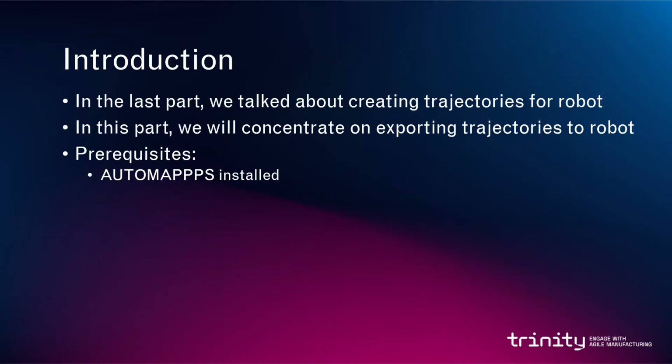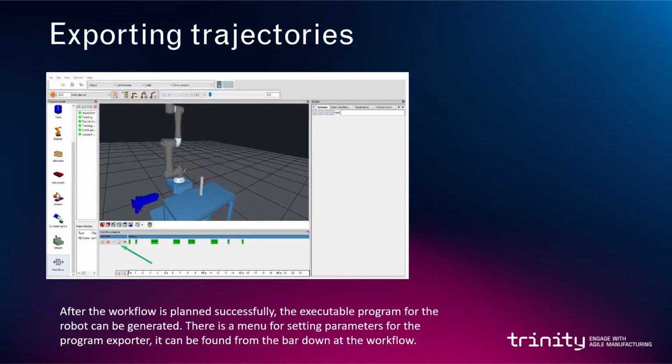In the previous video we talked about how to create the trajectories for the robot, and in this video we will concentrate on exporting the trajectories from the trajectory generation software. As we saw in the previous video, after the workflow is planned successfully and simulated, the program for the robot can be generated. We can adjust the parameters for a program in the parameter menu.